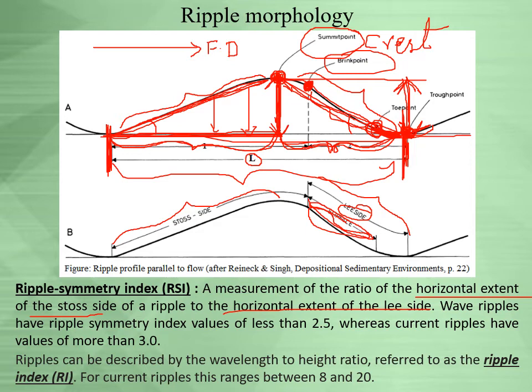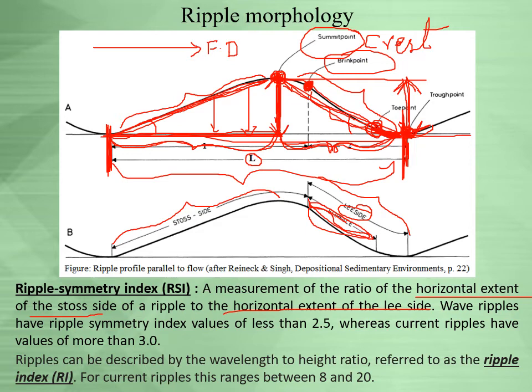If they are symmetric, that means the horizontal projection of the stoss side is equal to the horizontal projection of the lee side, then they will give a ratio value of 1. And if it is asymmetric, that means if the horizontal projection of the stoss side is greater than the horizontal projection of the lee side, then the value will be greater than 1.